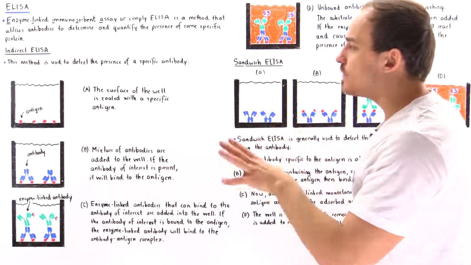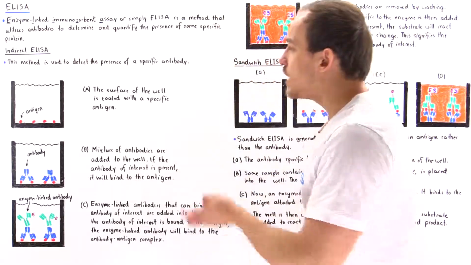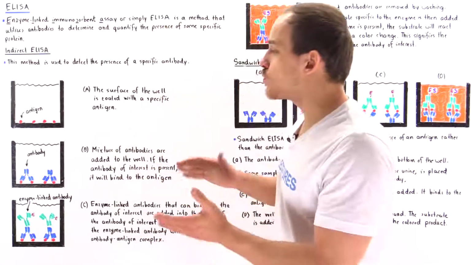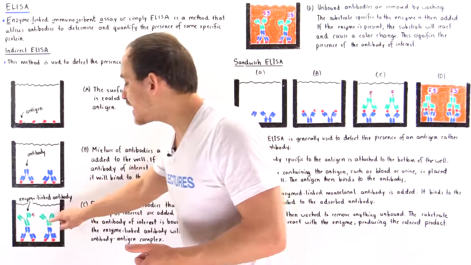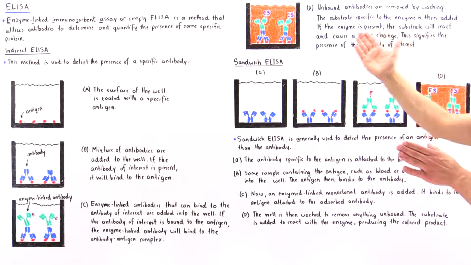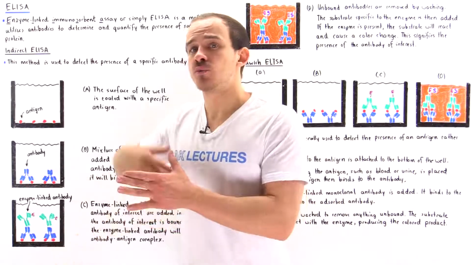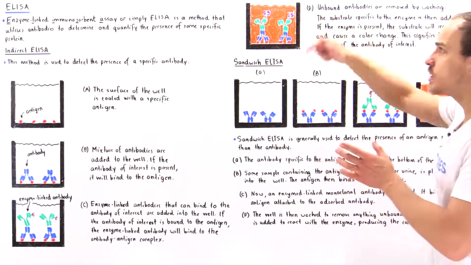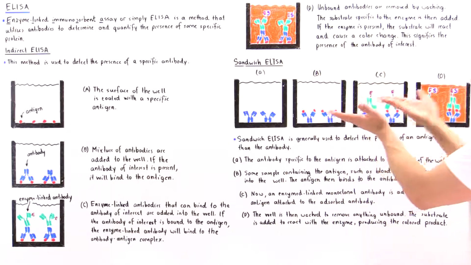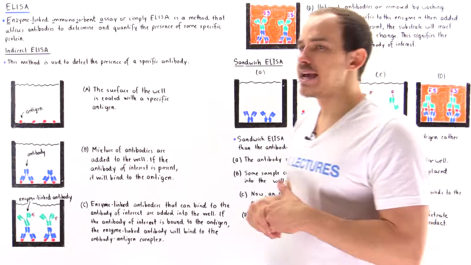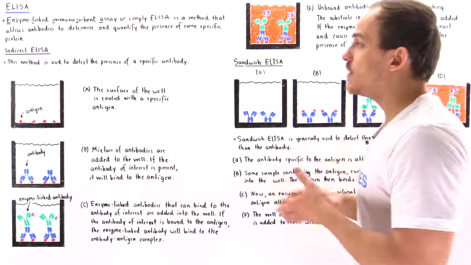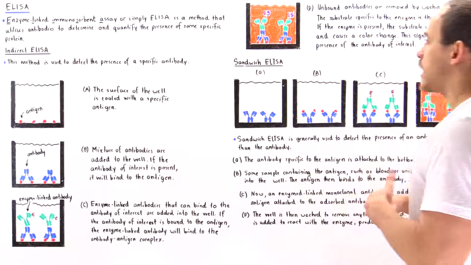Now, if the individual did not have HIV, they would not have these blue antibodies. And so if these blue antibodies were not present in our mixture, the green antibodies would not have anything to bind to. And so once we wash our well, those green antibodies would be removed. And so once we add the substrate, there would be nothing to catalyze that reaction. And so no color change would take place. So this is what we use to test for HIV.